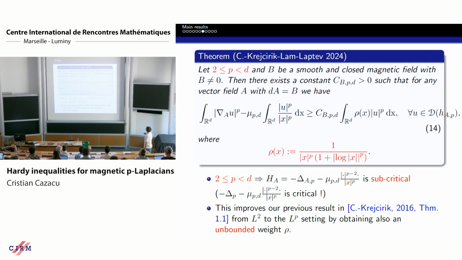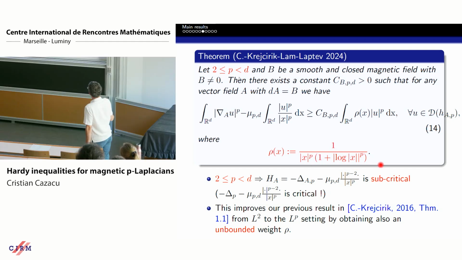Okay, and this is the result, similar to the case for the p-Laplacian. When adding a magnetic field and subtracting a Hardy potential, we get a subcritical operator when p is less than 2. The weight here is this. The weight behaves, when x goes to 0, as, you see, this one seems useless here because the log dominates 1 both at 0 and at infinity.